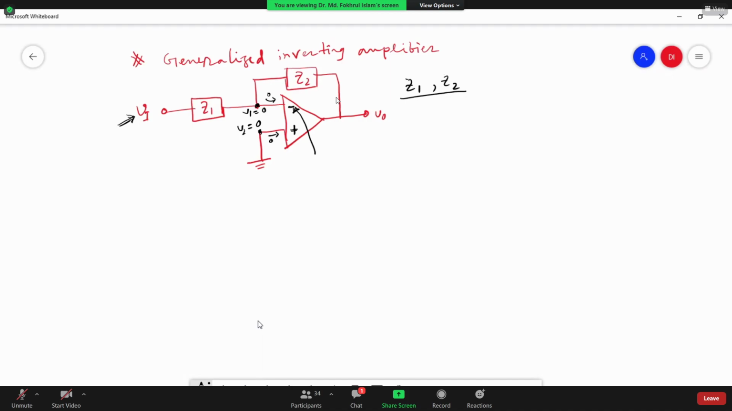Like number 1, if Z1 is R1 and Z2 corresponds to C2, the circuit will behave like an integrator circuit. Integrator.